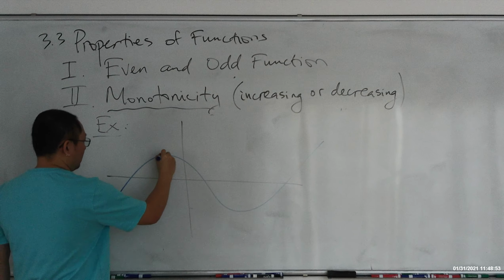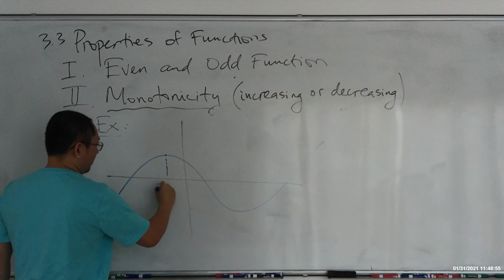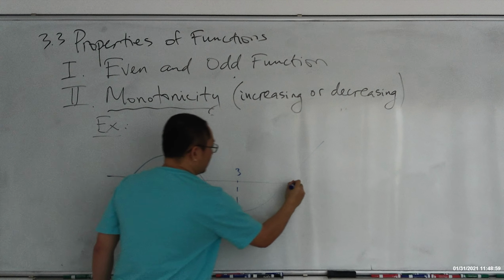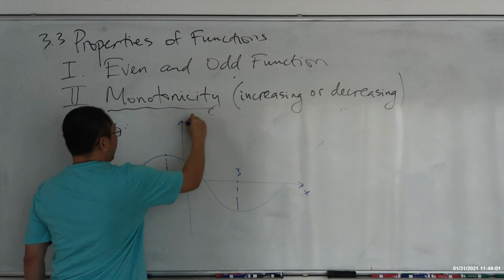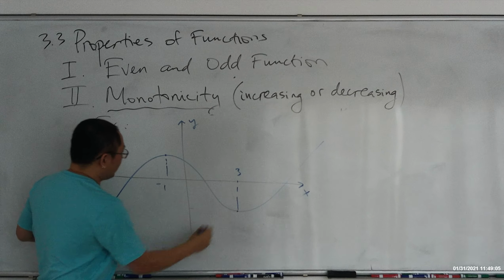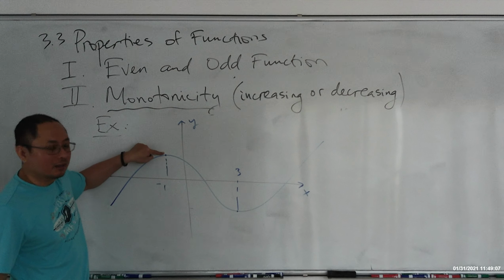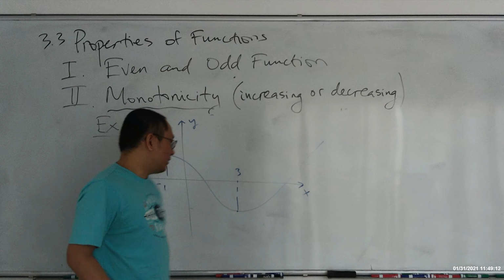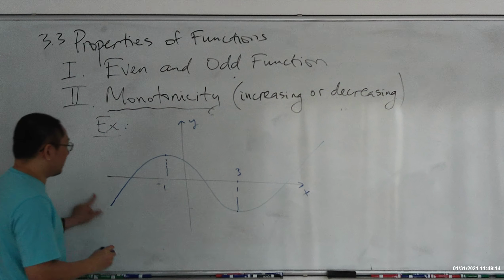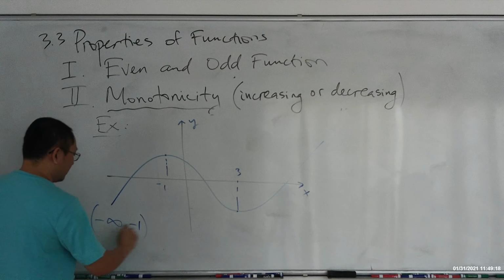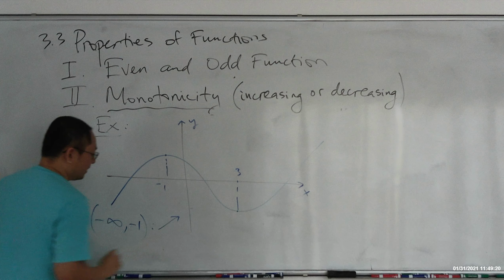Randomly. So this is going to be, say, -1. This is going to be 3. This is my x-axis, and this is my y-axis. So by looking at the graph, you see what? First of all, the graph is increasing, hits the top, and then changes direction to decreasing, hits the bottom, and then goes back to increasing, right? So you can write this way, from negative infinity all the way to -1, the graph is increasing.